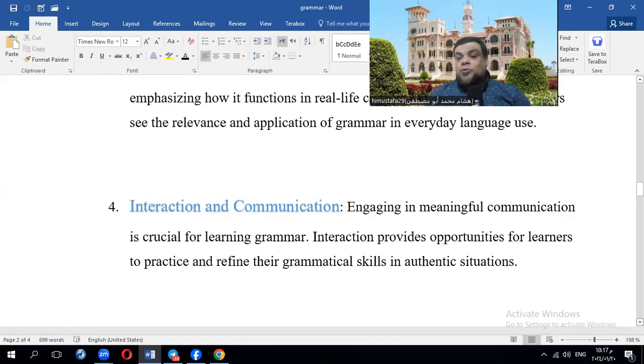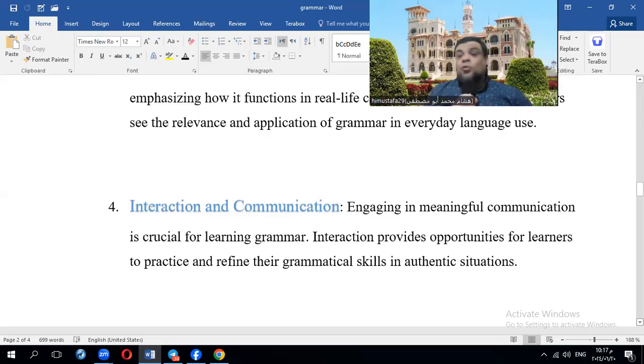Interaction provides opportunities for learners to practice and refine their grammatical skills in authentic situations. So now I can use it in speaking, I can use it in reading, I can use it in listening to understand, okay? And I can gauge their understanding of reading, their understanding of listening, okay? And how they can write using these grammatical structures, okay?